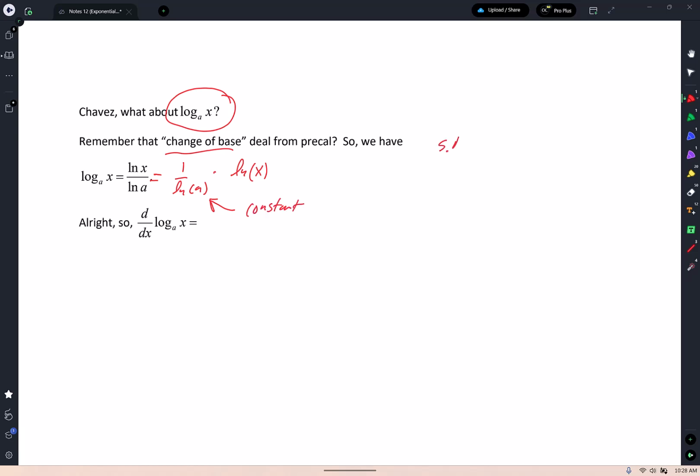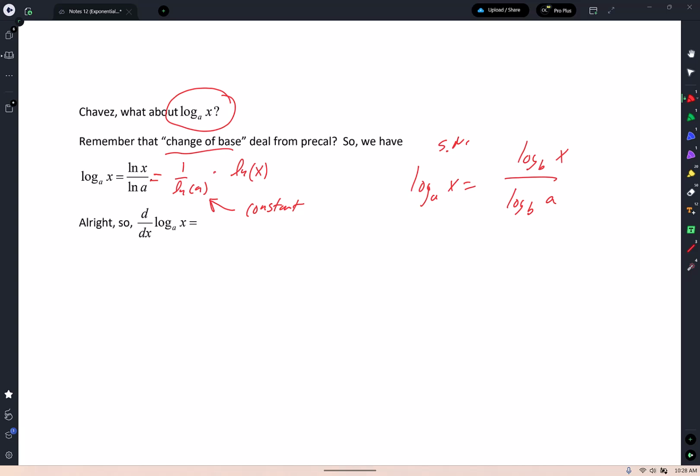Also, side note, not to be outdone, log base a of x can also be written as log base b of x over log base b of a, where b is any number that you want to put. Don't put negatives. Stick with 1, 2, 3. Actually, don't put 1. 1's a bad one, because 1 to anything is 1. So 2, 3, 4, 5, 6, 7.